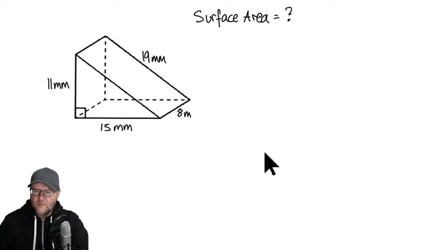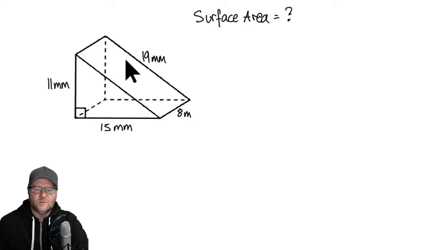Surface area questions. These are probably one of the more challenging ones because there's no formula that you can just use. You're going to have to unpack this shape, and that's literally what we're going to do. We're literally going to unpack this shape. This triangular prism, we're asked to work out the surface area.